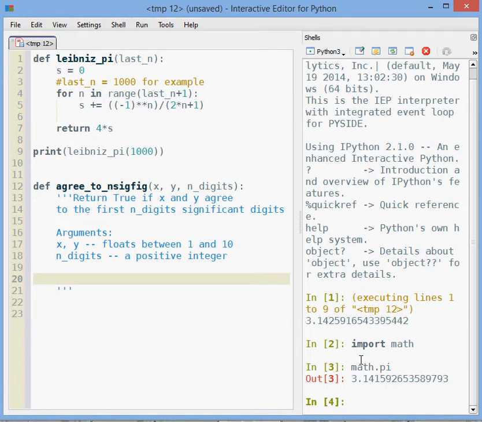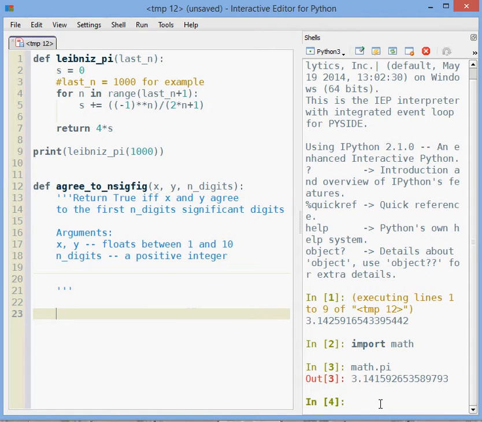Okay, and the goal is, again, so let's say that x is this and y is this. So we want to return true for n digits equals 3 because the first 3 significant digits are the same, but we want to return false for 3.1425 for n equals 4 because they're different, right? So this is 3142 and this is 3141. So how do we do that?